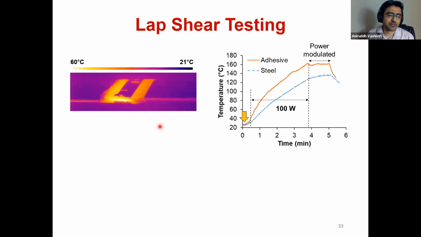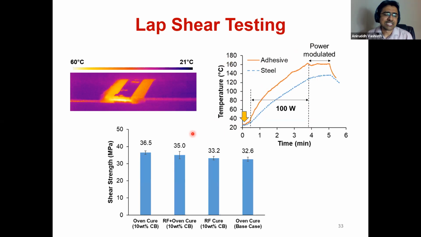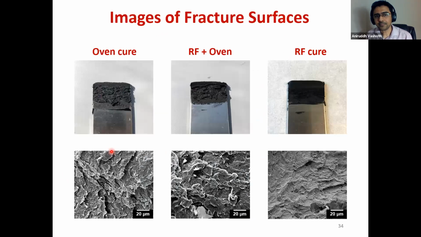So the first test that we did was lap-shear experiments, where we tried to bond two steel coupons. And you can see the thermal profile here. We were able to get to our target temperature of 160 degrees Celsius within 4 minutes. And we didn't see any significant difference in the shear strength of all the different methods that we tested. The base case was a little bit lower in strength, but overall the strengths were fairly comparable.